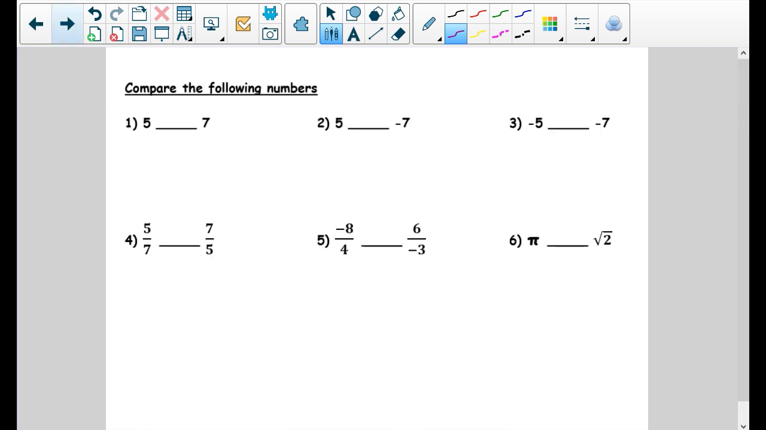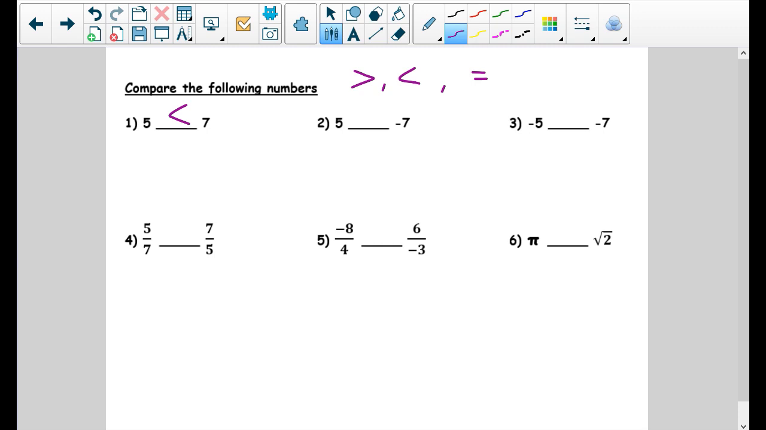Okay. Comparing the following numbers. We're just using our basic symbols: greater than, less than, equal to. Hopefully a couple of these are pretty easy. 5 and 7. 5 is less than 7. Remember, the big number points at the small number, however you want to remember it.